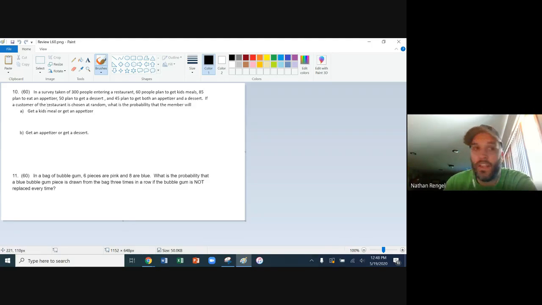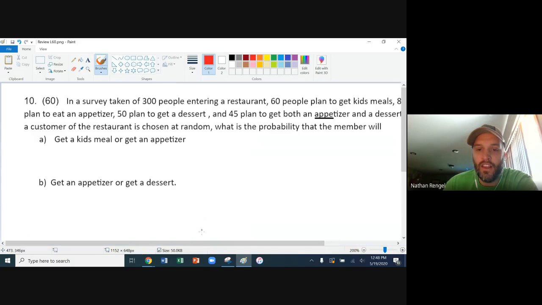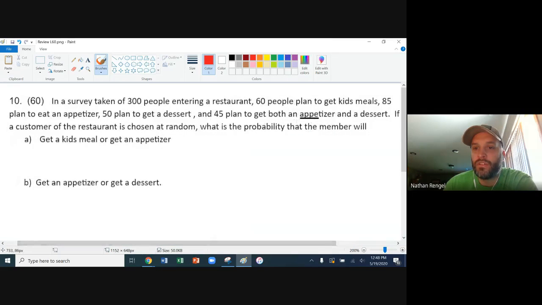So number 10, in a survey taken of 300 people entering a restaurant, 60 people plan to get kids' meals, 85 plan to eat an appetizer, 50 plan to eat a dessert, and then 45 plan to get both an appetizer and dessert. So since some people are fitting both categories, appetizer and dessert, that makes those people not mutually exclusive. So that's where we have to account for that and then possibly subtract some of those outcomes that are part of both appetizers and desserts.